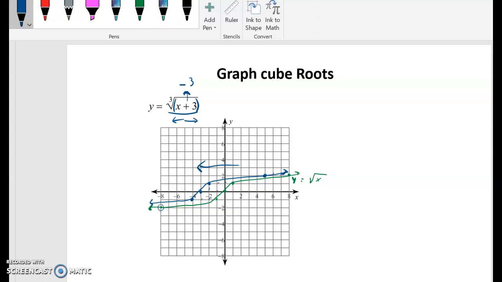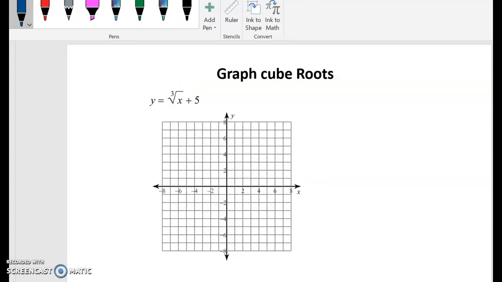Let's take a look at what happens when we move it up or down. So here we have y equals the cube root of x, then plus 5. This plus means it's going to move up, and it's going to move up 5 units. Let's graph the parent function: (0, 0), (1, 1), (8, 2), (-1, -1), (-8, -2). There's the parent function, y equals cube root x.